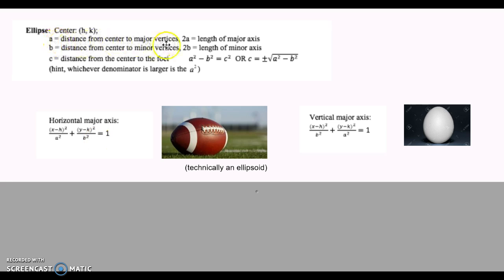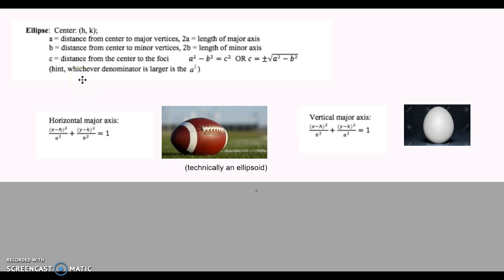a is the distance from center to major vertices, and 2a is the length of the major axis. a here in our equation is always going to be squared. So if we want to find the distance from the center to one of the vertices, we are going to have to square root it. This is the same thing for b. And finally, the most important part, c is going to be the distance from the center to the foci.